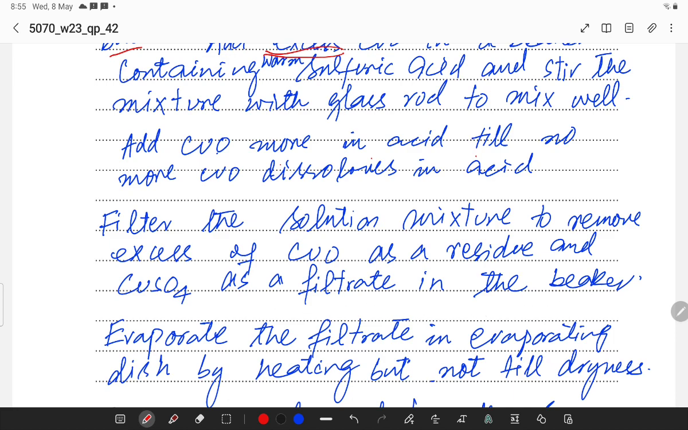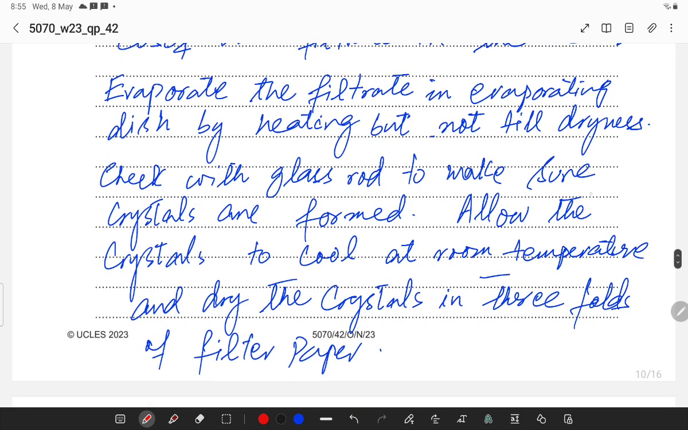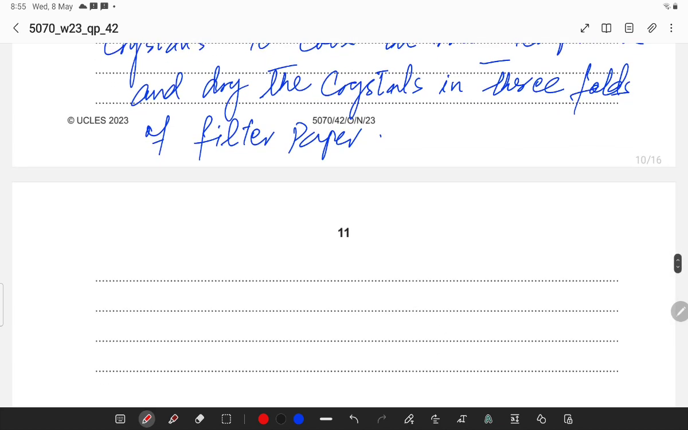Collect the filtrate in the beaker. Evaporate the filtrate in an evaporating dish by heating, but not till dryness. Check with a glass rod to make sure crystals are formed. Allow the crystals to cool at room temperature and dry the crystals between filter paper.